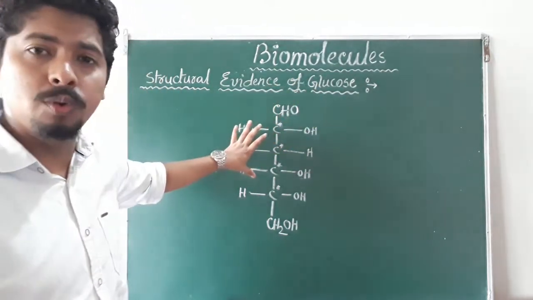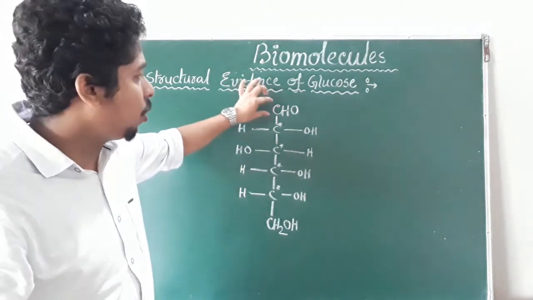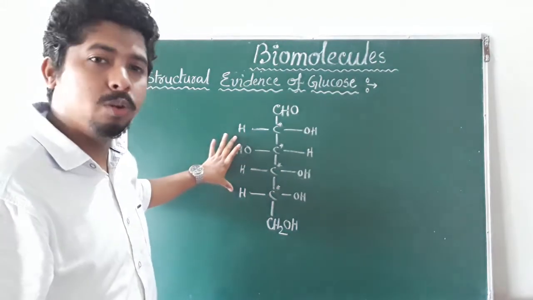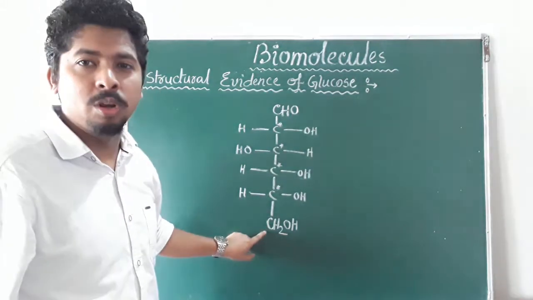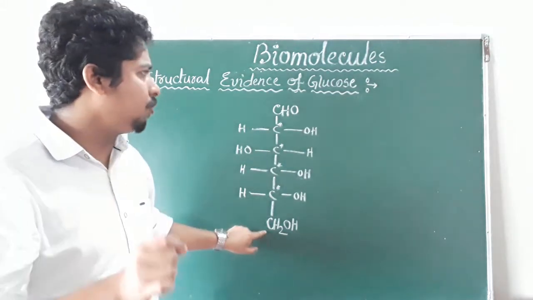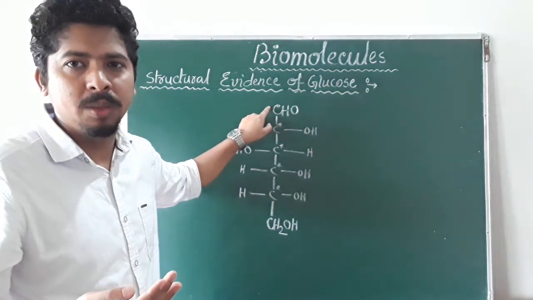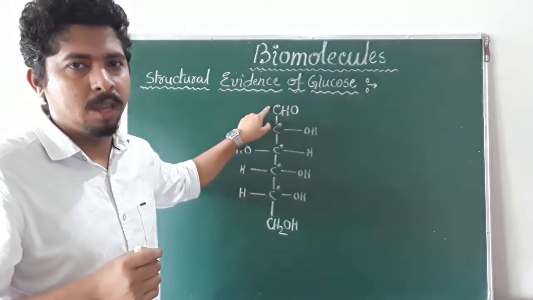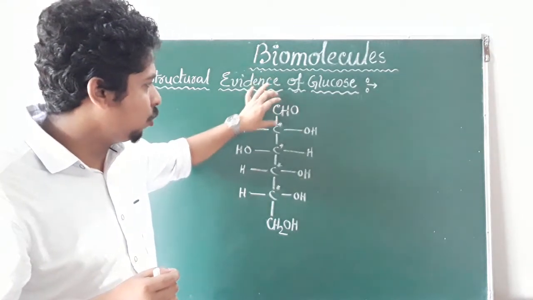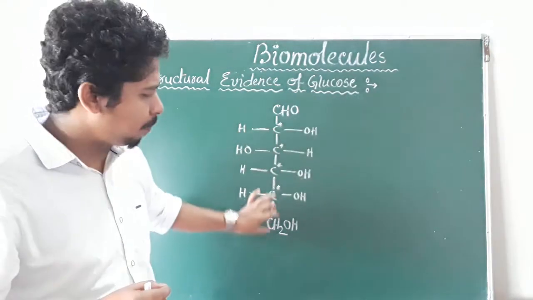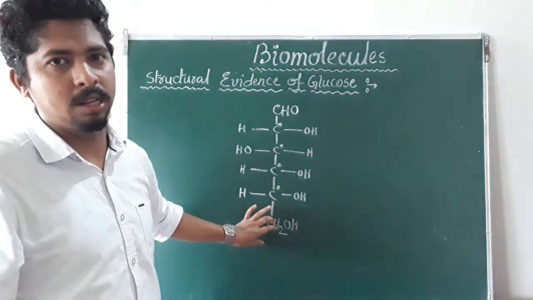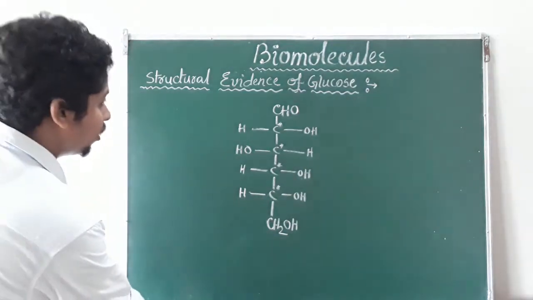This is the structure of glucose, and it contains one aldehyde group, four secondary alcoholic groups, and one primary alcoholic group. So how can the presence of these groups be confirmed? That is what we are going to study in today's class. How can the presence of the aldehyde group, the secondary alcoholic groups and the primary alcoholic group be confirmed? Okay, so let us start.